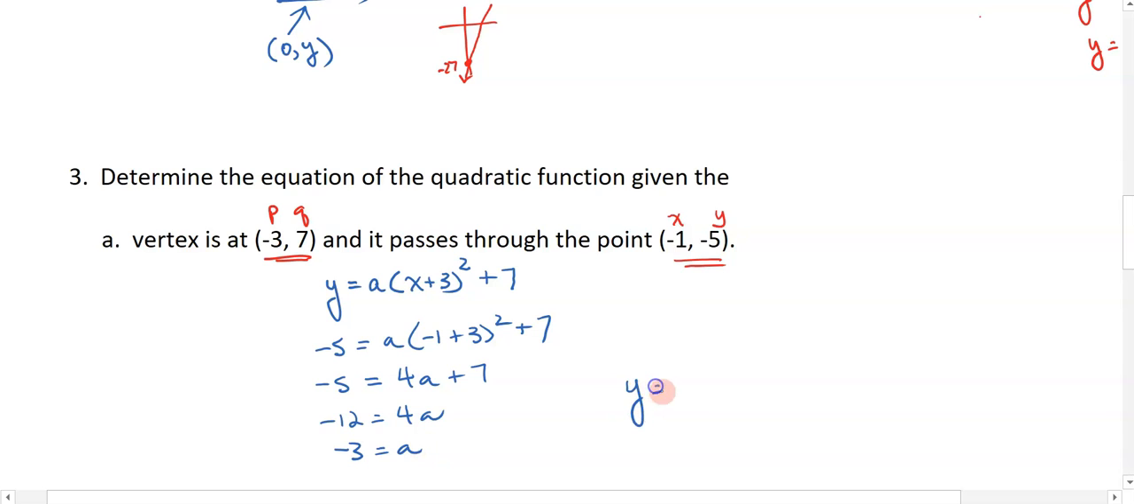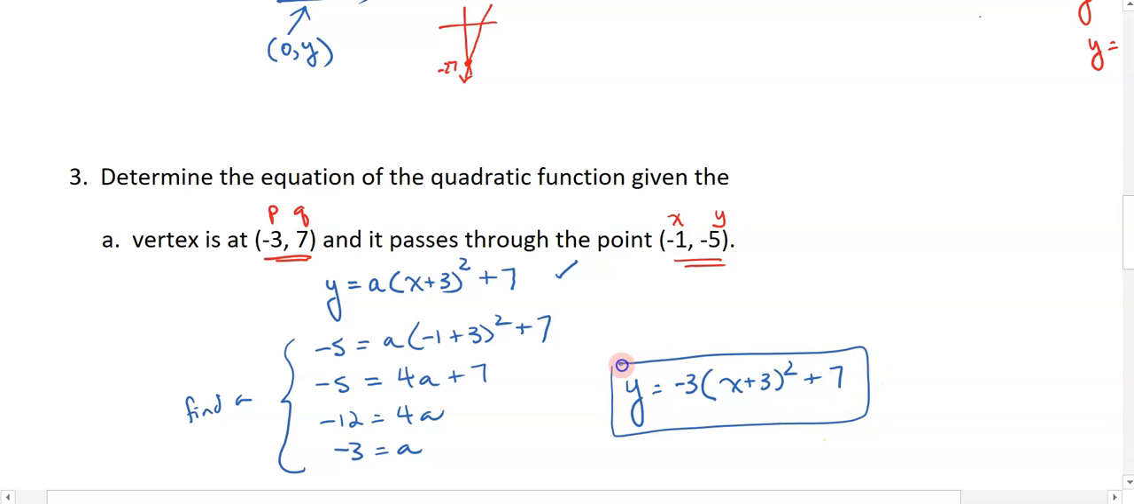We now know a is -3. So y equals -3 times x plus 3 squared plus 7, right? So I had almost it all there, but I needed this to find A, right? Once you know A, you substitute it in, and you have the entire equation. Now I can answer different things. Oh, yes, it's been vertically extended by a factor of 3. It's opening down.